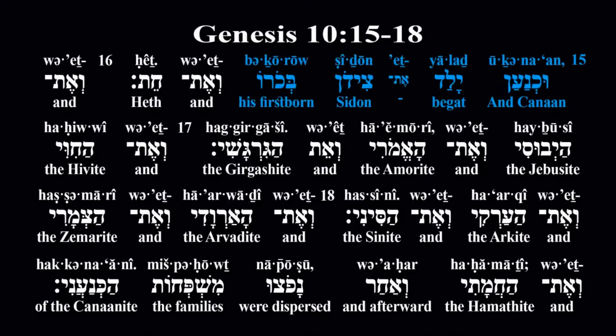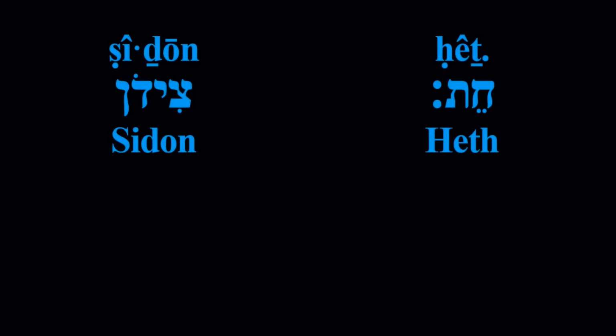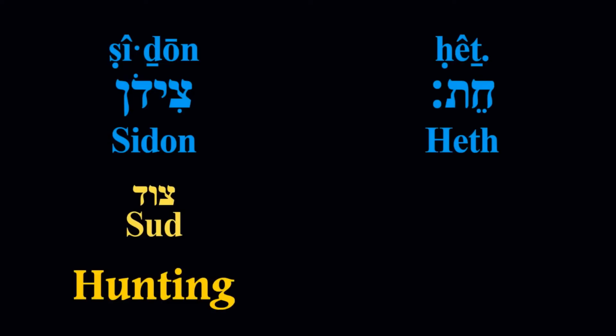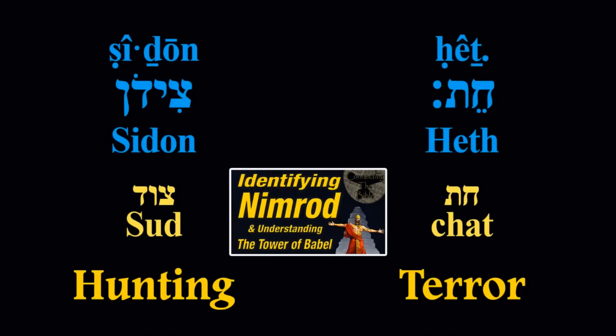And Canaan begot Sidon, his firstborn, and Heth. Now we're going to pause here because these are normal names. Although in Hebrew, the names Sidon and Heth come from root words. Sidon from Sud, meaning hunting, and Heth from hot, meaning terror. And once you watch the video about Nimrod, you'll see why those names bring a much deeper meaning to what was happening at the Tower of Babel.